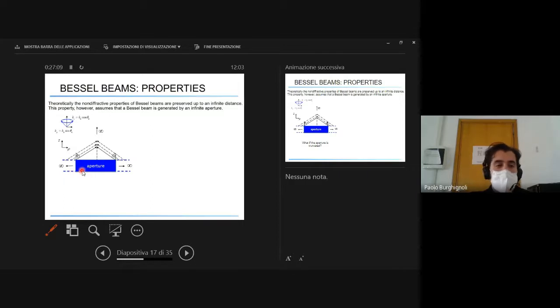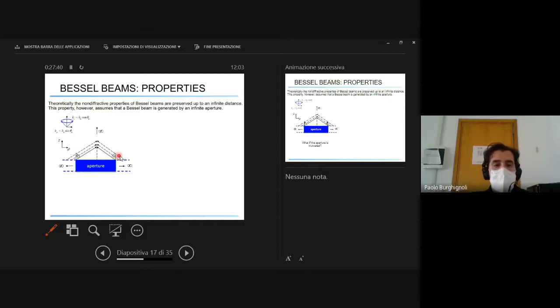Indeed, as I said in the first slides, we interpret radiation from an aperture by making a connection between plane waves and rays. A Bessel beam is a superposition of plane waves that propagate along the surface of a cone. So we can imagine that if we have an aperture, we will have plane waves and then rays that propagate towards the axis of propagation at an angle theta 0.